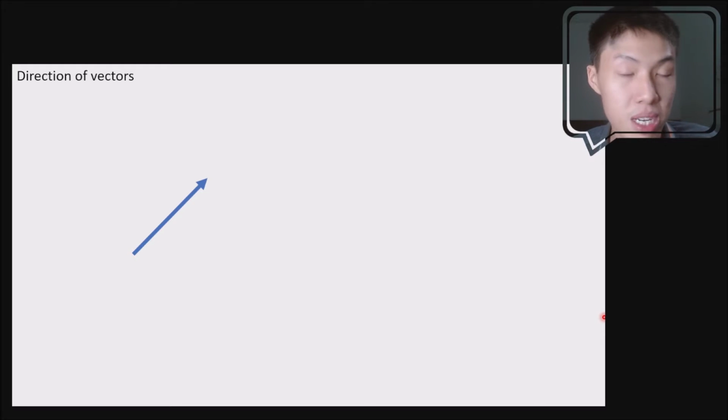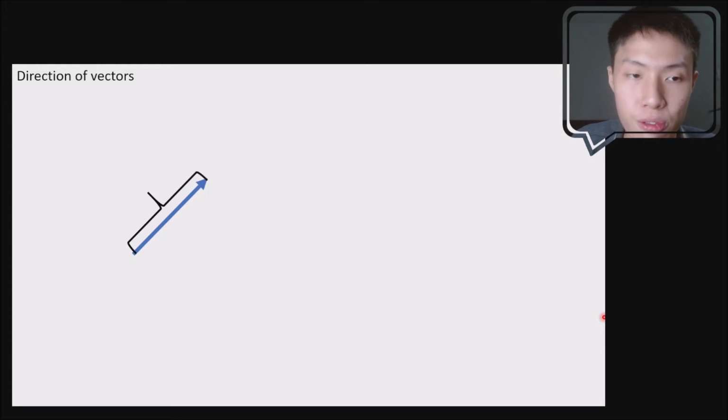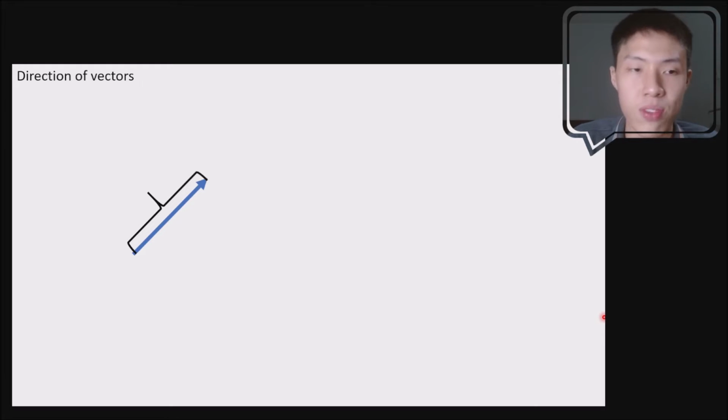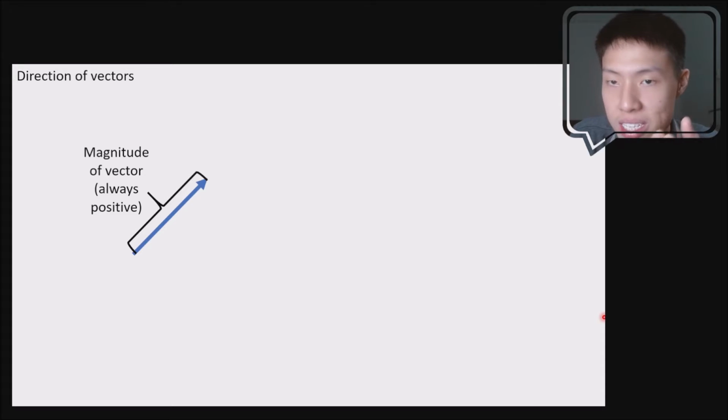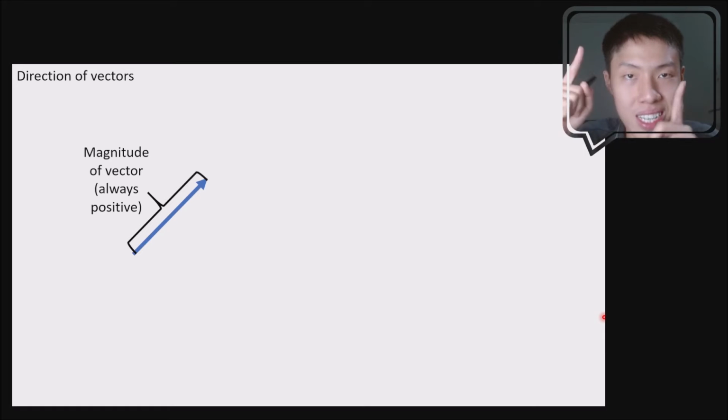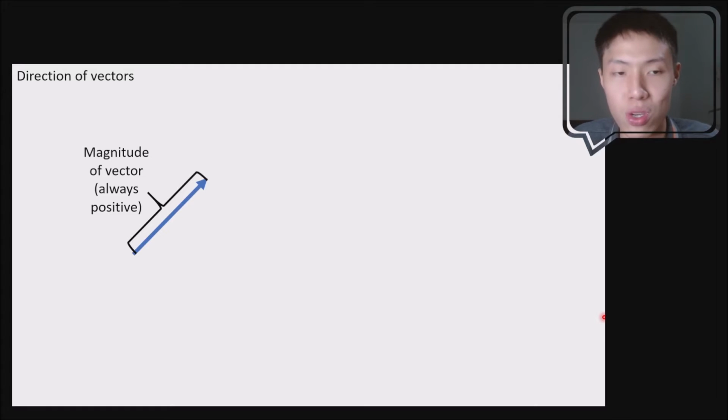How do you represent the magnitude? You represent it with the length of the vector arrow itself. The longer the vector arrow, the larger the magnitude of the vector. Because the magnitude of vector is technically just the length of the arrow, we don't really care where the arrow is pointing. It's just a length, so there's no negative length in this situation, so magnitude of vector is always positive.